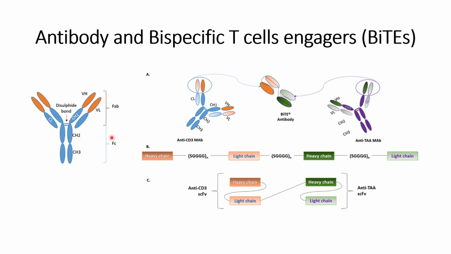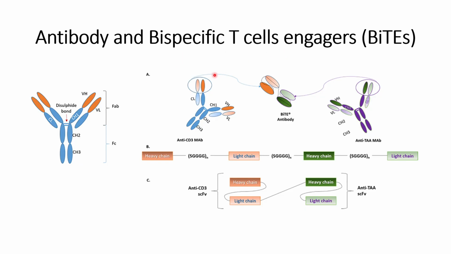And the fragment crystallizable region contains the constant heavy chain 2 and constant heavy chain 3 regions. The variable heavy chain and variable light chain region is the one that has the specific binding affinity against the target for which the antibody has been raised. So this is the general structure of an antibody, and this is how it is used to make the bispecific T cell engager.